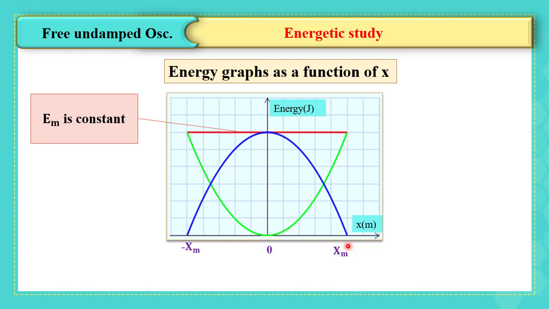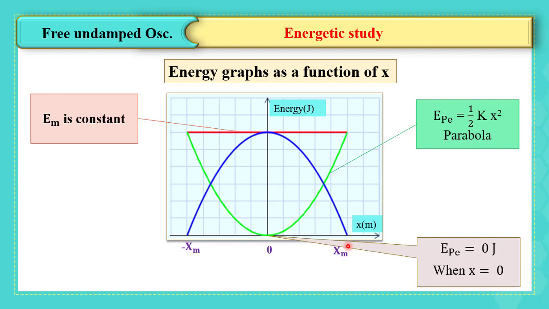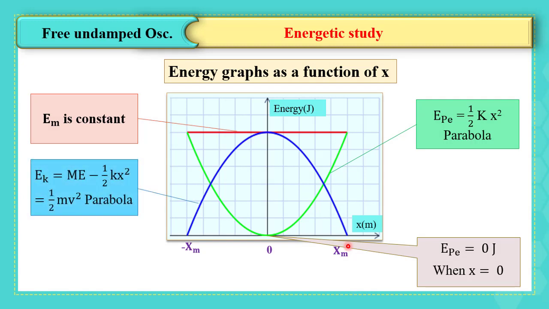Then it is the red curve, which is a horizontal straight line. The elastic potential energy is of the form half k x squared, so its graph should be a parabola. This energy is zero when x equals zero, then it passes through the origin. The kinetic energy then is the mechanical energy minus the elastic potential energy. Then it is of the form of x squared and it is a parabola. We mentioned before that at the extreme positions, the kinetic energy is zero. Then it corresponds to the blue curve.